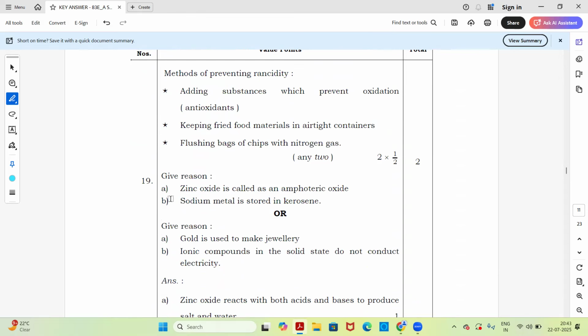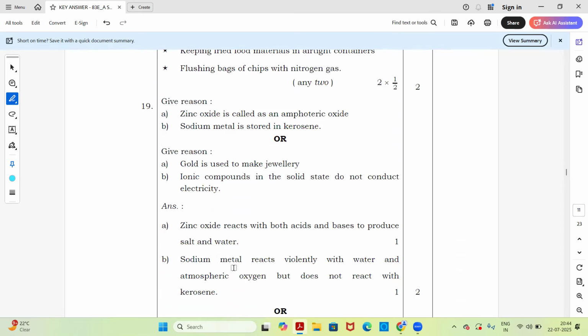Okay, next question is give reason. Again, you have internal choice here. So there are two questions for each. Question A, zinc oxide is called as an amphoteric oxide. Question B, sodium metal is stored in kerosene. Or you can write this too. A, gold is used to make jewelry. B, ionic compounds in the solid state do not conduct electricity.